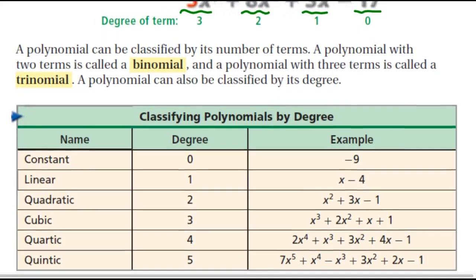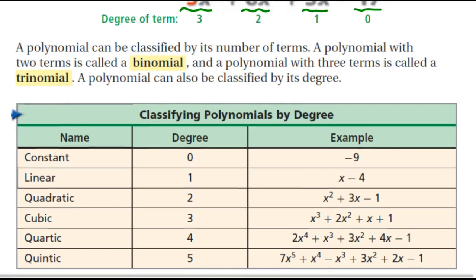So here's some special classifications for those degrees. If it's 0 degree, we call that constant, and that doesn't have a variable, so that's just a number, like -9. If it's linear, that's to the first power, so anything that is to the first degree is a linear. Second degree quadratic, third degree cubic, fourth degree quartic, fifth degree is quintic. I'd say quadratic and cubic and linear are probably the most common.